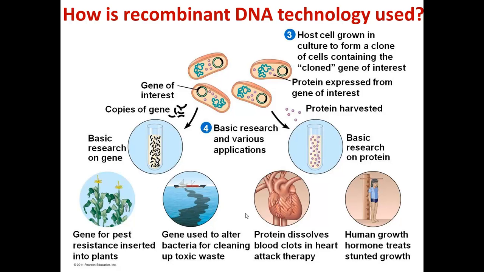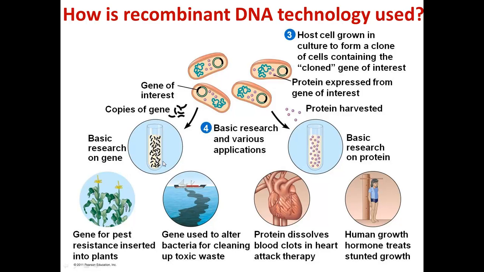Well, the short answer is there are lots of things that we can do with it. Once we have these recombinant bacteria, we can use them as a DNA making factory to have lots and lots of copies of the gene. This may be used for basic research on this gene. For example, we may want to insert this gene into a crop to create resistance to a pest or to a pesticide. Monsanto has actually used this technology to create Roundup resistant corn. So this has been very lucrative for Monsanto.